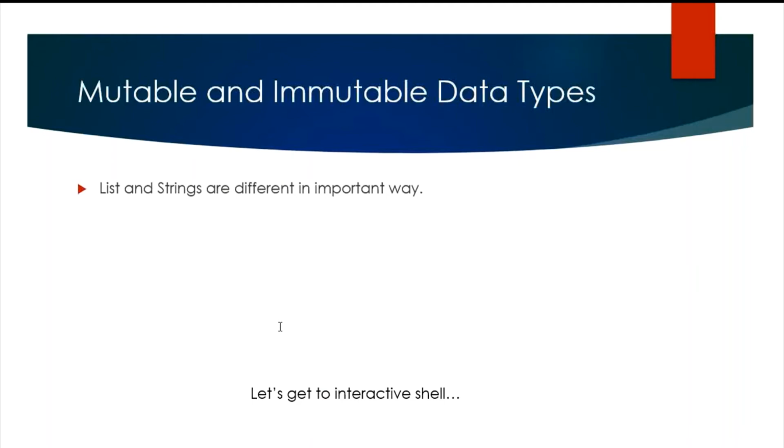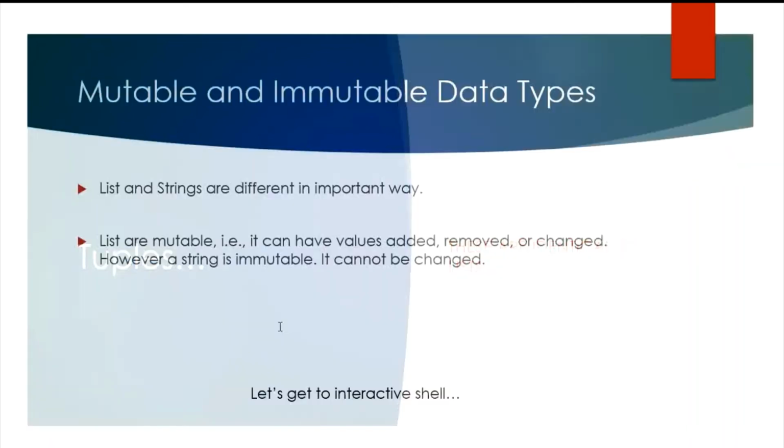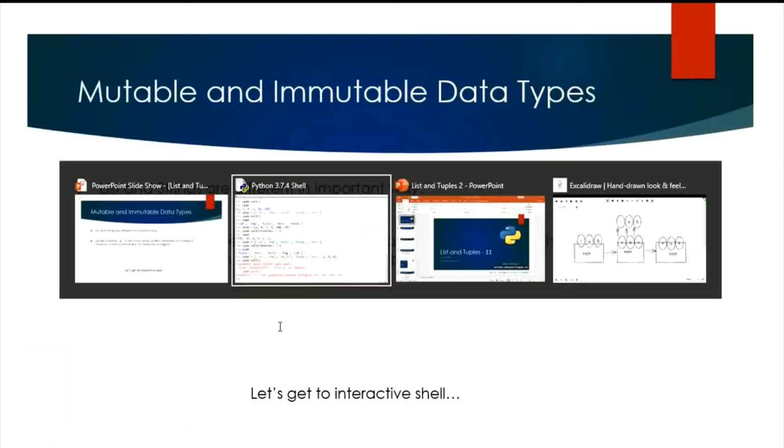And if I do a similar thing in lists, it is mutable. Let us understand it in the interactive shell. Lists are mutable, that is they can have values added, removed, and changed. However, a string is immutable, it cannot be changed. Let's get to the interactive shell and try something.